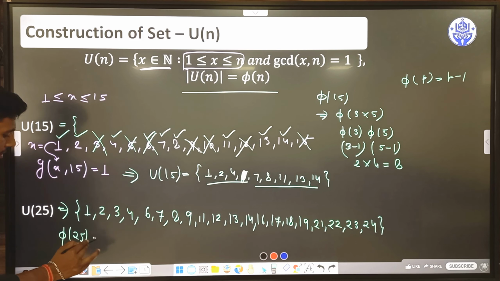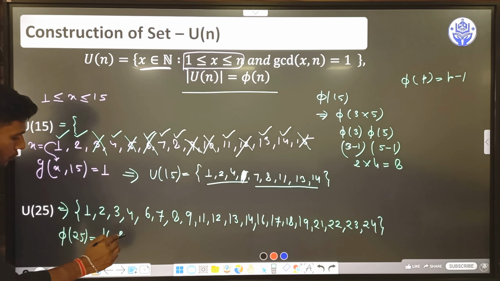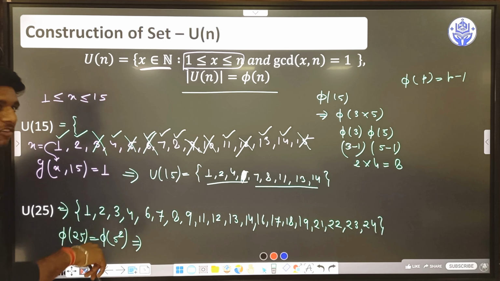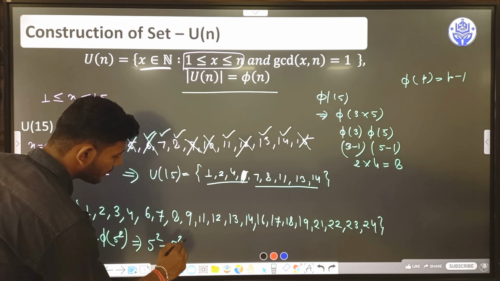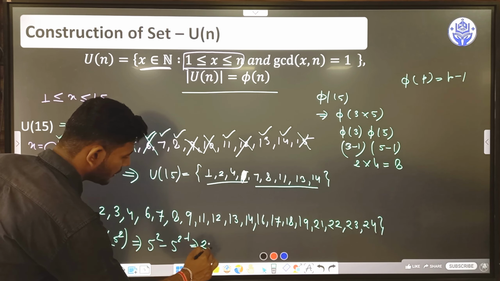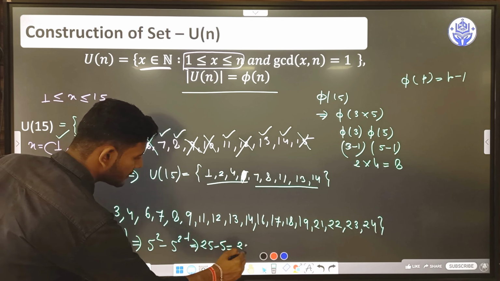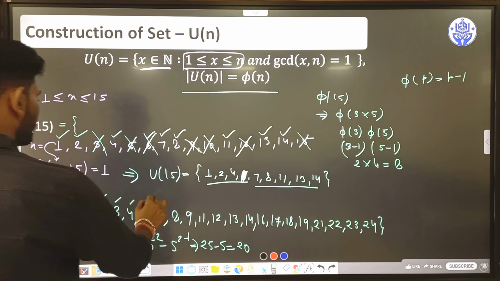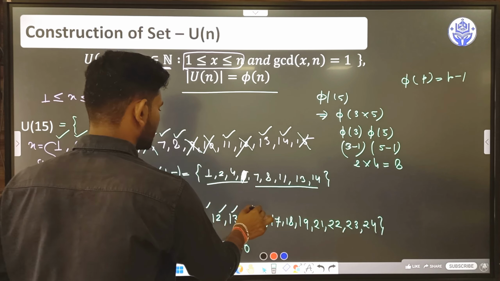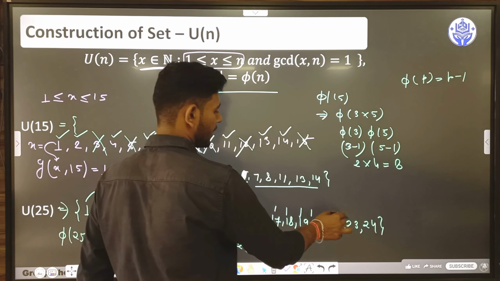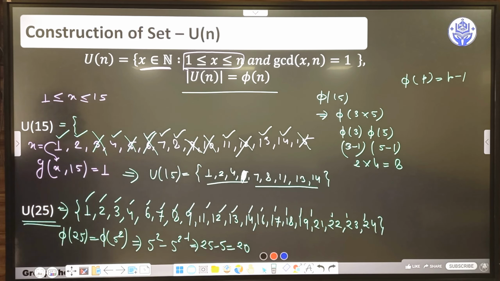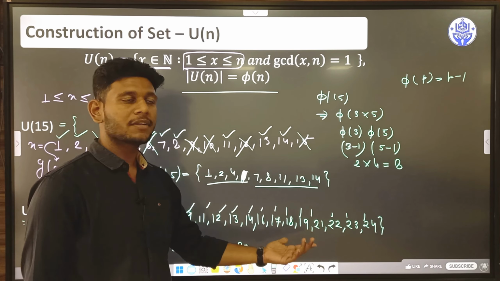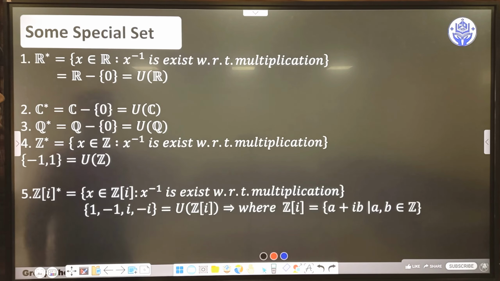Phi of 25 is nothing but phi of 5 power 2, and that is p power n minus p power n minus 1. So it means 25 minus 5, that is 20. Just count 1, 2, 3, up to 20. So 20 elements are there. This is U25. This is how we can construct U of n.